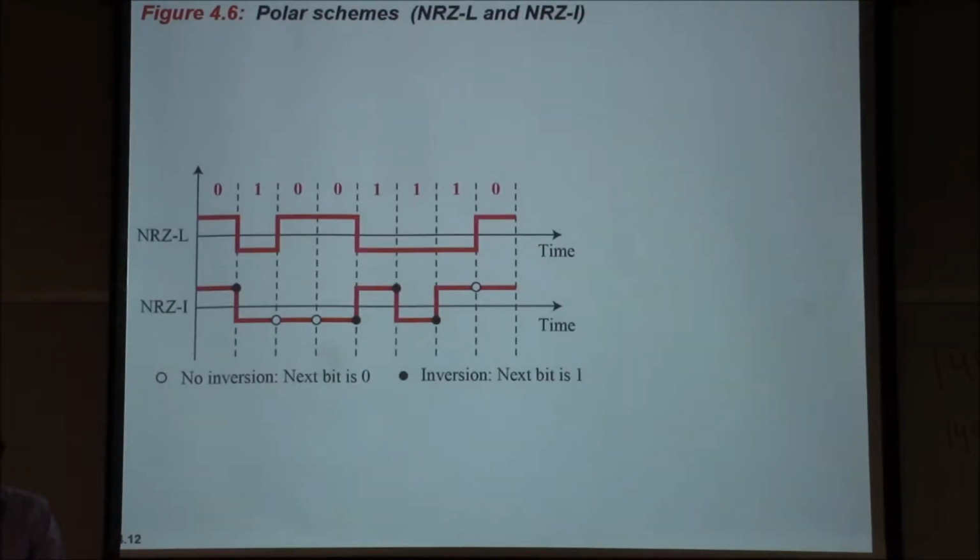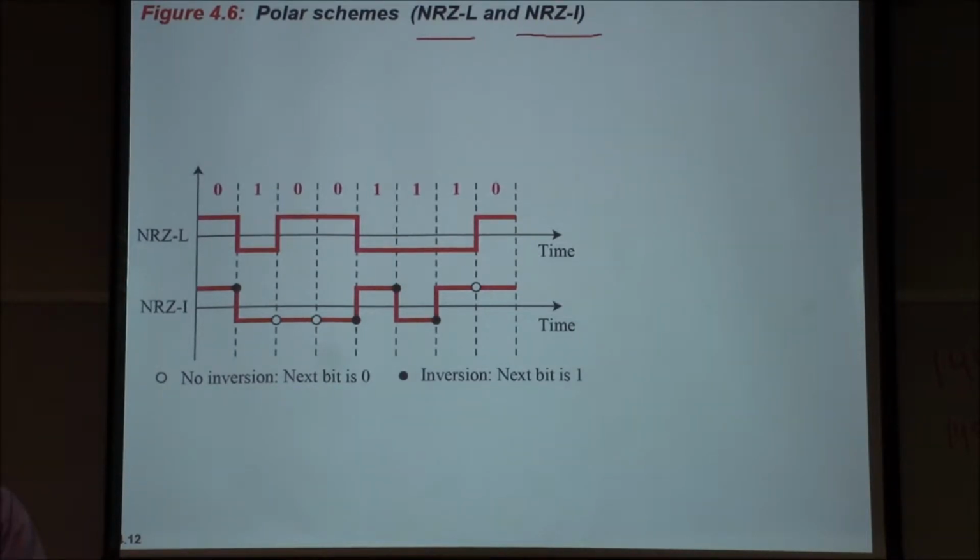So these are the polar schemes, the second category. In polar schemes, we have two techniques. One is called non-return to zero level, and the other is called non-return to zero inverted. So how does non-return to zero level work? For zeros, as you can see, we have a positive voltage. For one, we have a negative voltage. There is no mid-bit transition in this technique.